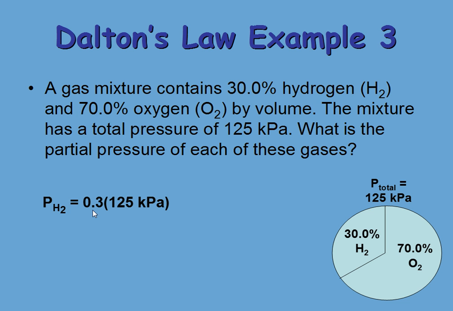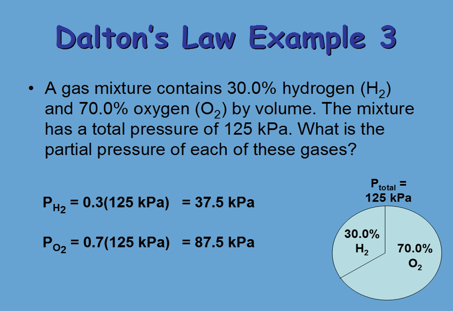Basically, that fraction I showed you at the front, which is 30 over 100, would give you the 0.3 as your fraction of hydrogen in your mixture. So 0.3 of 125 kPa would have 3 sig figs, and that should give you 37.5 kPa. You could do the exact same thing with oxygen, but instead of using 70%, you would change that to a decimal as well, and it would be 0.7. And 0.7 of the 125 kPa would give you 87.5 kPa.